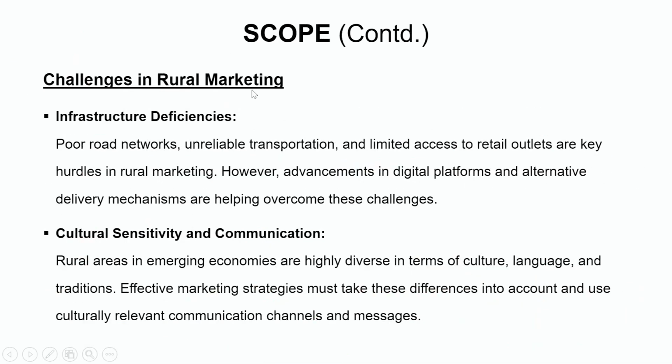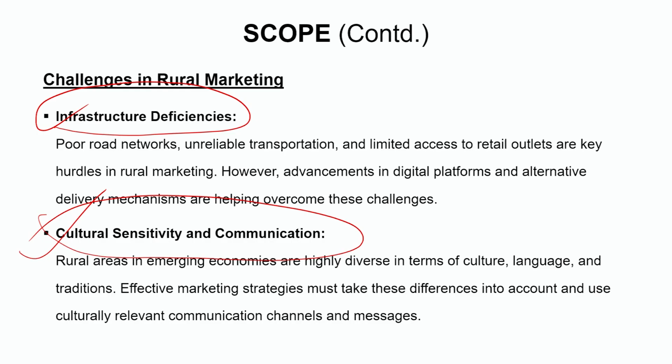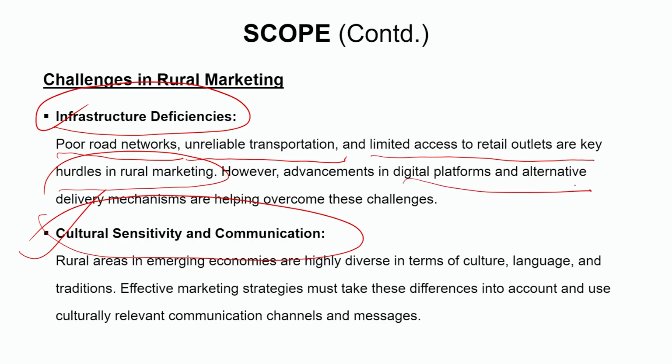Now, what are the challenges in rural marketing? The first challenges we can see is the infrastructure deficiency and the cultural sensitivity and communication. Now, these are two broad things that we are going to discuss. When we say the challenges of infrastructure deficiency, we are talking about poor roads, networks, unreliable transportation, limited access to retail outlets, and these are the key hurdles in the rural marketing. And the advancement of the different platforms and alternatives which are going to serve as the delivery mechanisms are helping to overcome these challenges. Now, three things we are going to focus: poor roads networks, unreliable transportation, and limited access of the retail outlets.